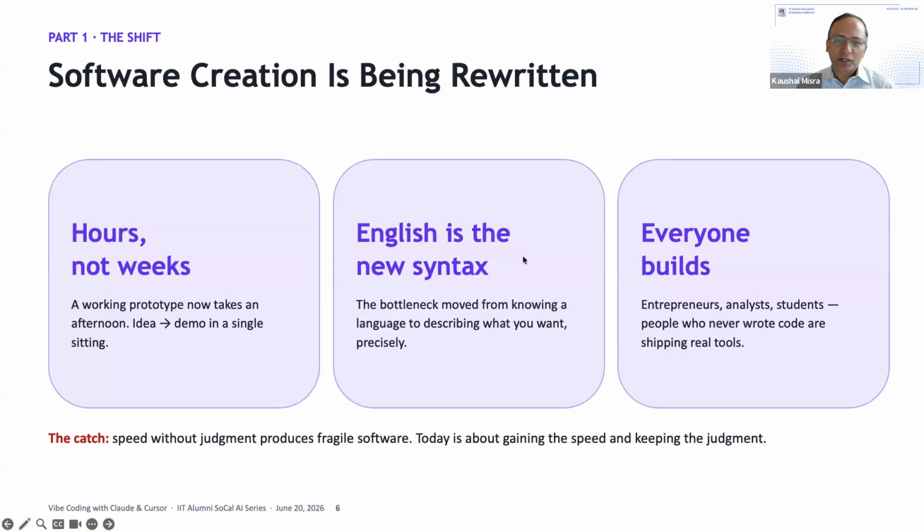English is the new syntax. Through English itself, you can do a lot of things, but you should know how to manage it. That is a part that you need to understand. Everyone builds: entrepreneurs, analysts, students, people who never wrote code are shipping real tools. This is probably a bit of an overstatement, but there is some truth to it. You can get very far, but you have to keep practicing and know how to use it. Speed without judgment produces fragile software and mostly what is called slop, S-L-O-P. That is AI producing very fine looking output that is completely useless. So today is about gaining speed and keeping the judgment.